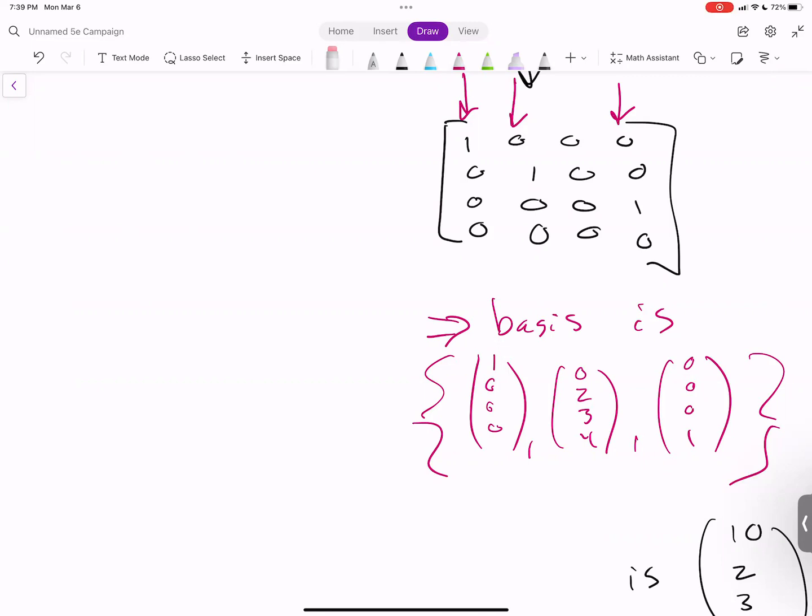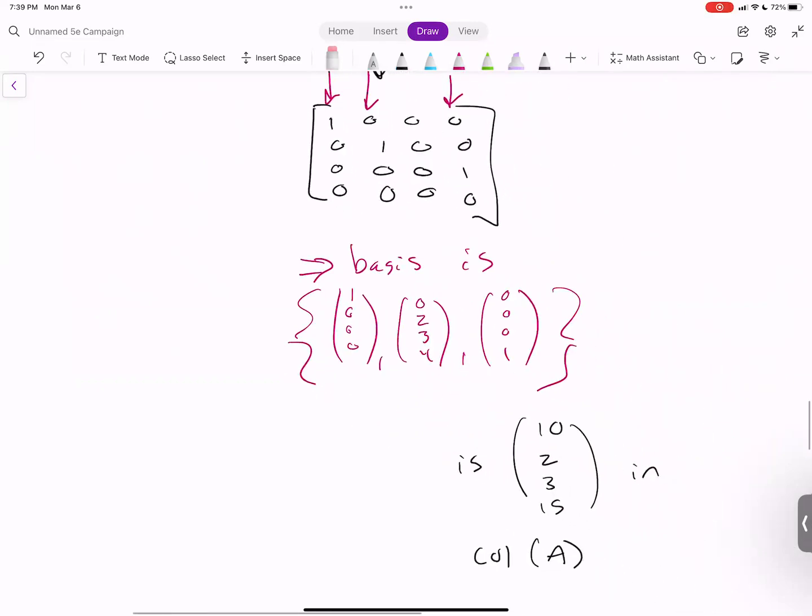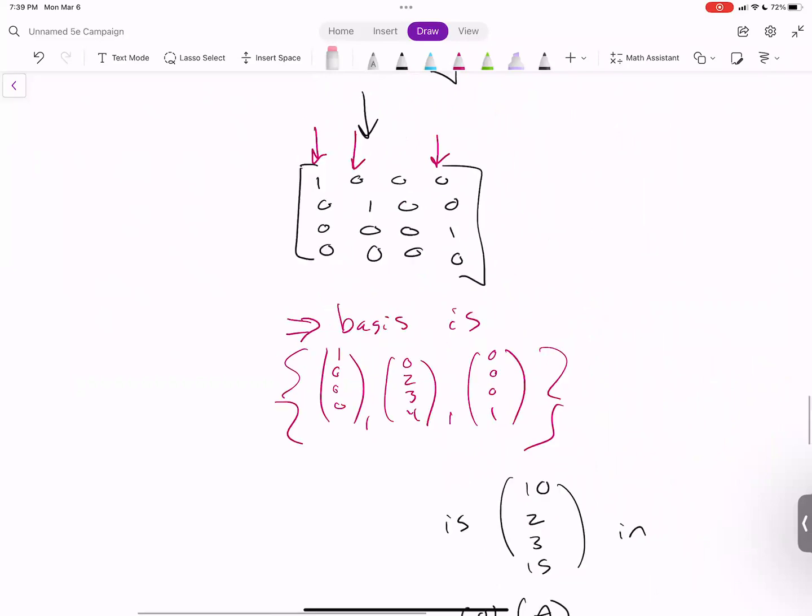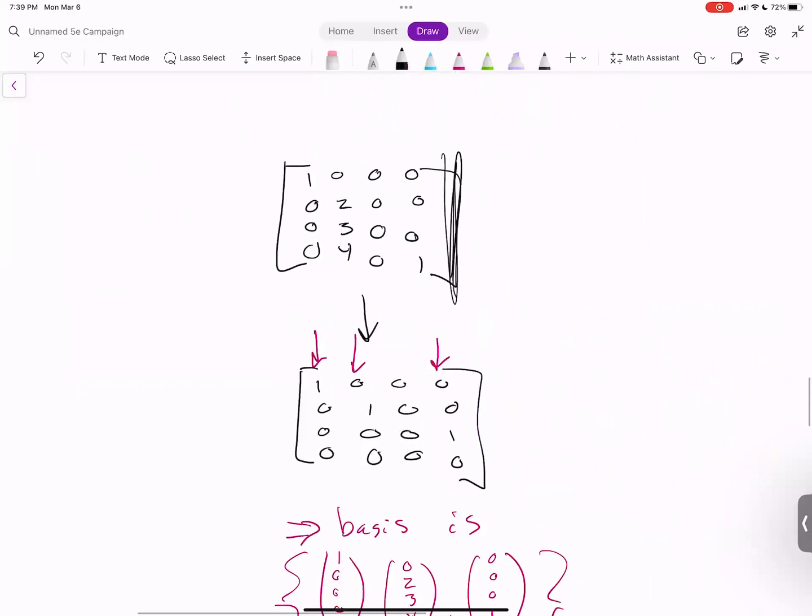Would you augment it with the original matrix? Yes, you would augment it with the original. Oh, that's my bad, you'd augment it here. That's just my fault. Yes, you augment it with the original thing.